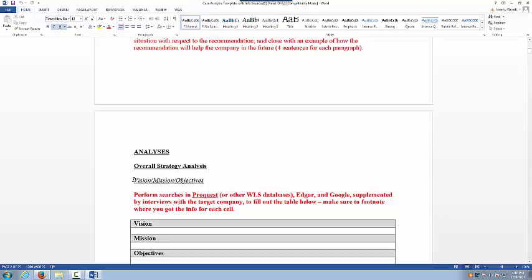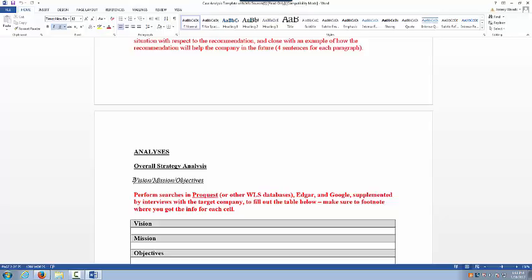So, a few of these things we talked about in the introduction lecture, the Hamburg Strategy model and the business model that we talked about last week in the lecture. So, we talked about vision, mission, and objectives.